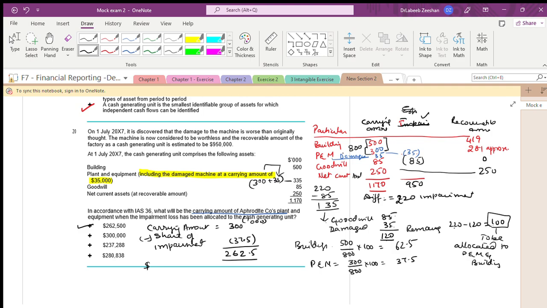500 divided by 800 is 62.5. 300 divided by 800 is 37.5. They are asking us what is the value of plant and equipment when the impairment loss has been allocated. When the impairment loss is allocated, 300 minus 37.5 is 262.5.